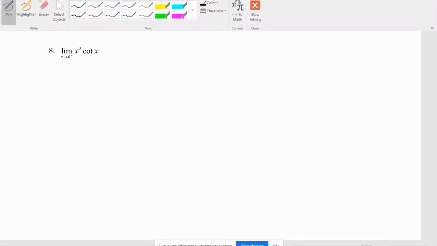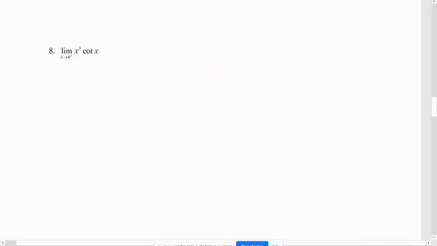So I'd have 0 times the cotangent of 0. Now, this is an indeterminate form. And this one might get a little bit difficult because you may not remember what the cotangent of 0 is. It's undefined. After we substitute in the number, which is always our first option when we're doing limits.